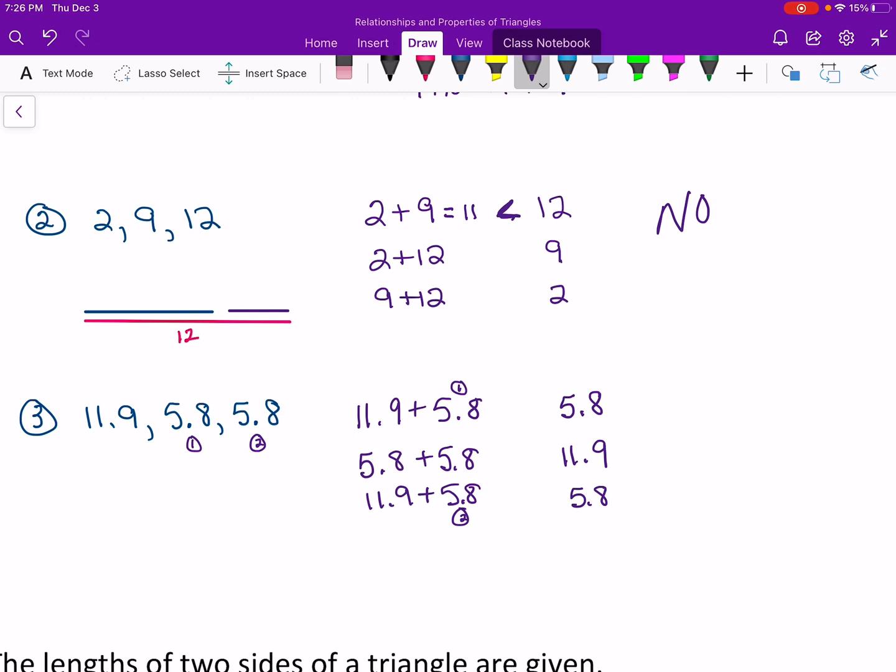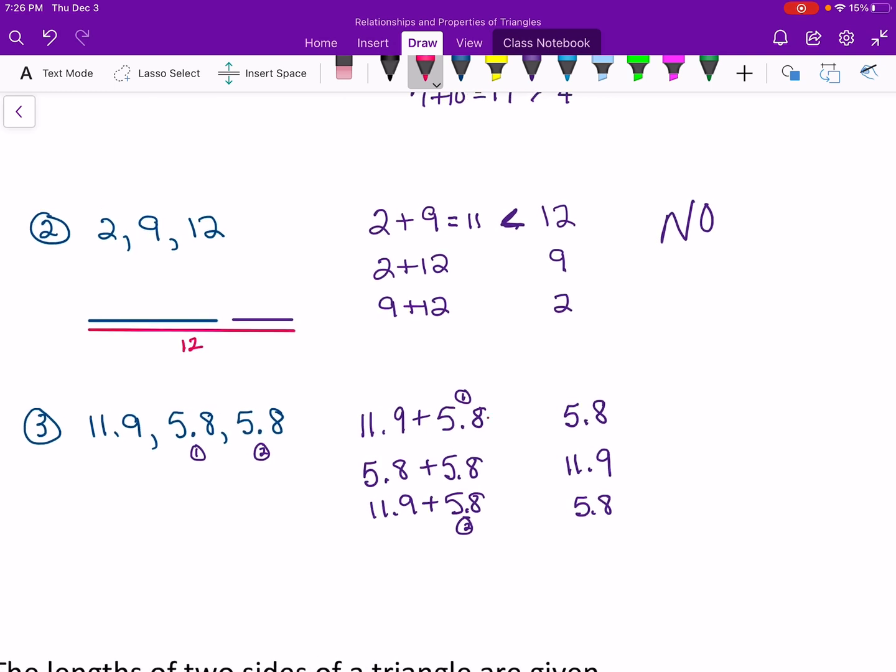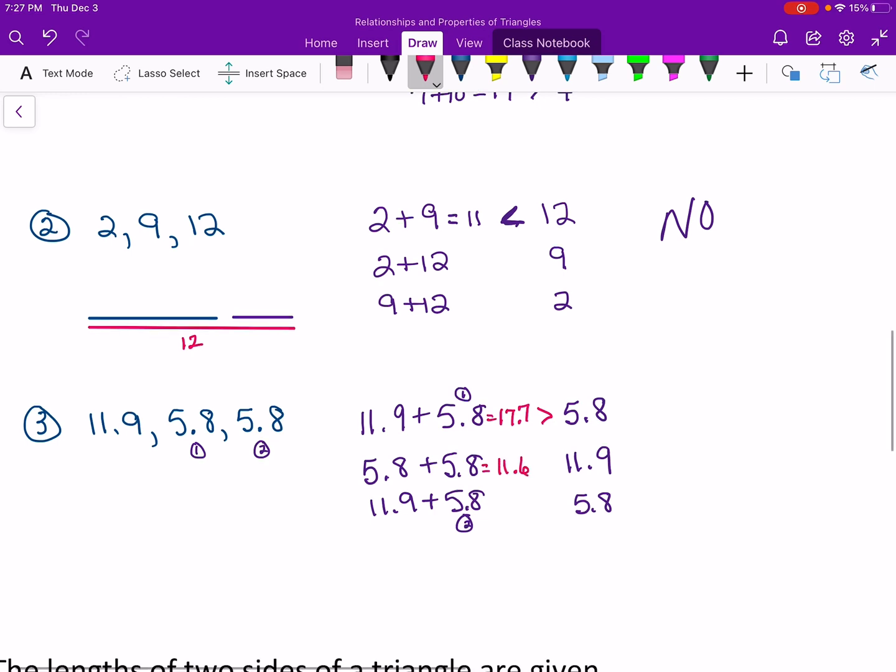That was interesting, wasn't it? All right, let's do the addition. 11.9 and 5.8 is 17.7, which is greater than the 5.8. That works. 5.8 plus 5.8. Did you get 11.6? Oh, that is not greater than 11.9. This will never make a triangle. Our answer is no.